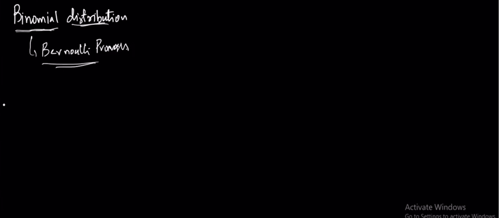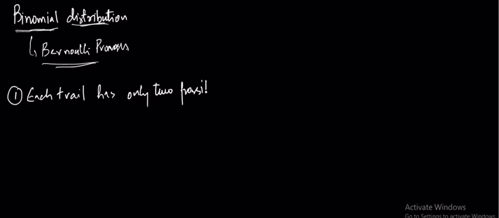Now, what are the basic assumptions to this Bernoulli process, and therefore to this binomial distribution? Let me talk about them first. The first one: each trial has only two possible outcomes. Say for example, from a toss of a coin, we have either a head or a tail. So when there are only two possible outcomes, we can use this binomial distribution.